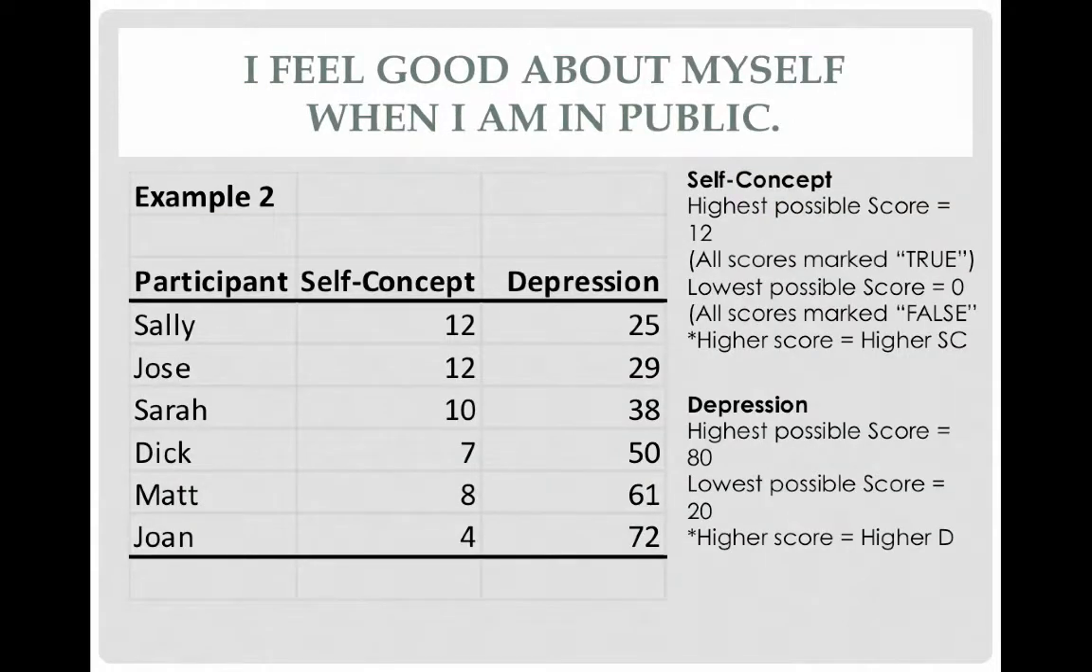Example 2 shows scores on two variables from one group of participants. So you have self-concept and depression. These are your participants. The first variable is self-concept, which was measured with 12 true-false items containing statements such as, I feel good about myself when I'm in public. Participants earned 1 point for each statement that they marked as being true. So the self-concept scores could range from 0 with all statements marked false to 12 with all statements marked as true. The second variable is depression, measured with a standard depression scale with possible scores 20 to 80.